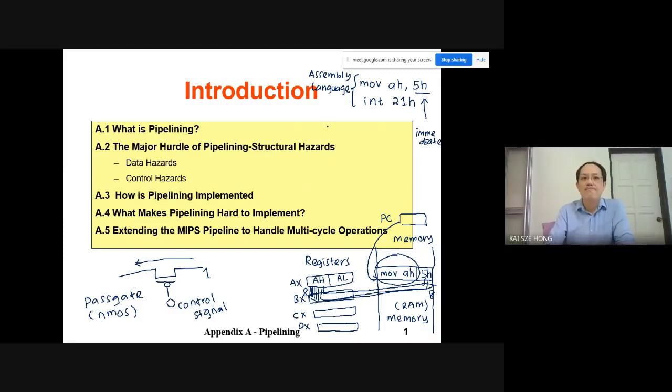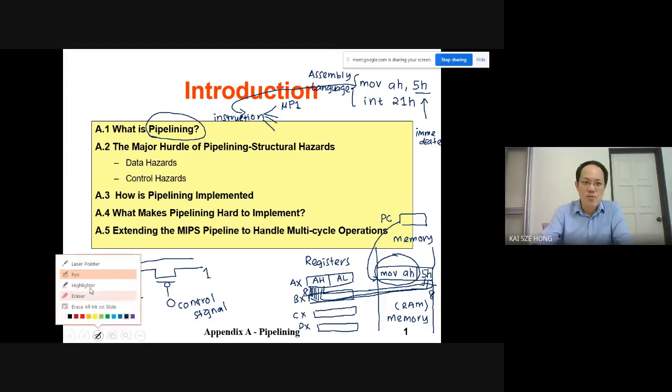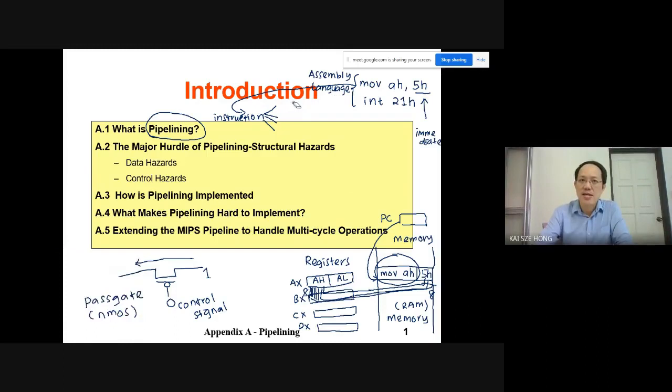Today we are going to describe pipelining. For pipelining, basically, they want to split one instruction into many different micro instructions. So this is one instruction, and they want to split it into many micro instructions. Let's say we have micro instruction one, micro instruction two, micro instruction three, micro instruction four, and also micro instruction five.